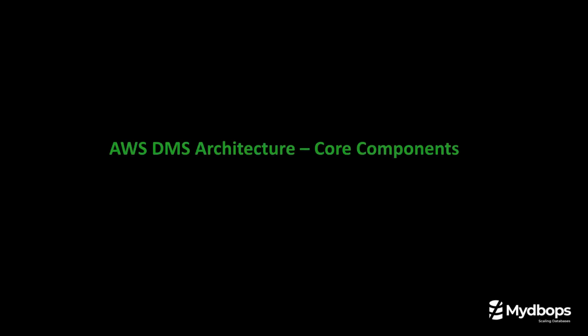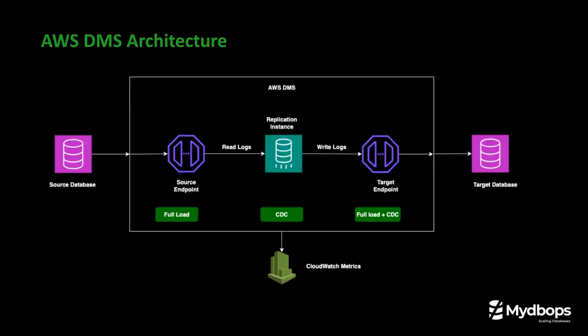Now that we understand what DMS does, let's look at its architecture and core components. This diagram shows how DMS transfers the data from the source endpoint to the target server through the replication instance, which handles the entire migration process. CloudWatch keeps tracking the replication instance, the migration and also the overall performance.